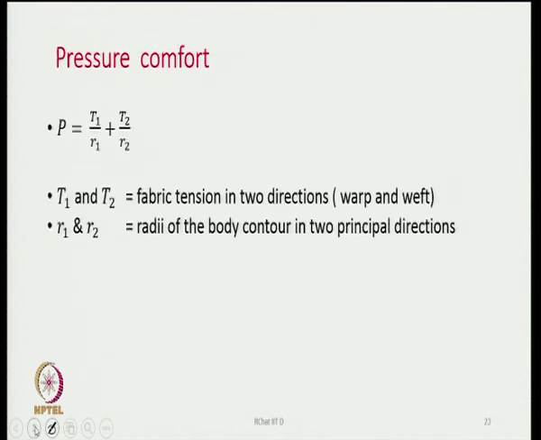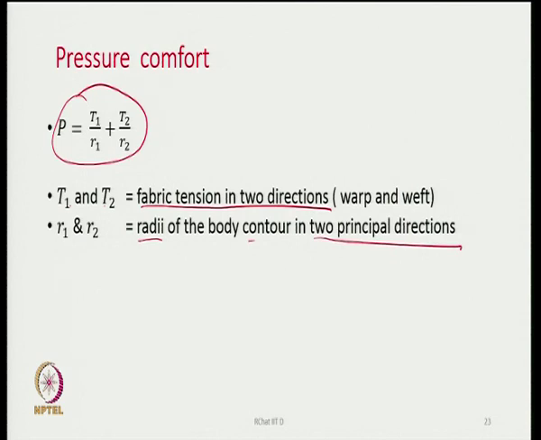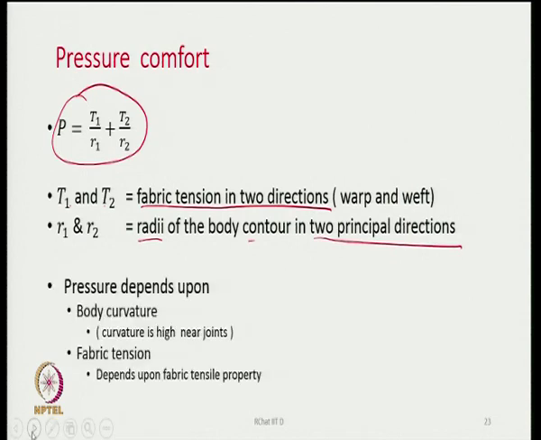Pressure comfort, we will discuss pressure garment design in some other lecture. The main important theory of pressure is this equation: P, the pressure, is T1 by R1 plus T2 by R2, where T1 and T2 are the fabric tensions in two directions, warp and weft, and R1 and R2 are the radii of the body contour in two principal directions.